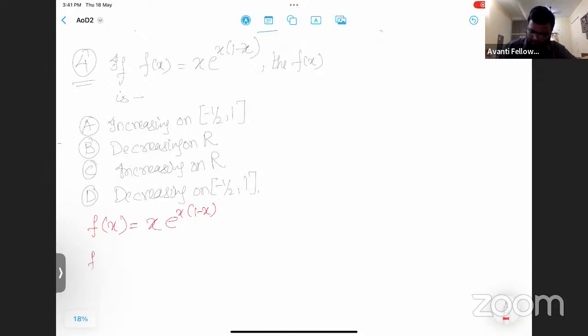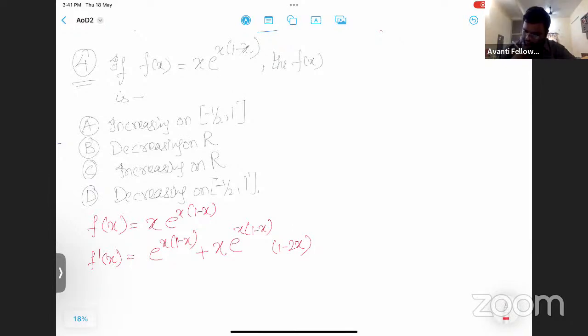So we'll find f dash x. f dash x is equal to e power x into 1 minus x, with the first function x differentiated, plus x as it is. E power anything will remain as it is, and now by the chain rule the power will get differentiated. So this is x minus x square, which gives 1 minus 2x.